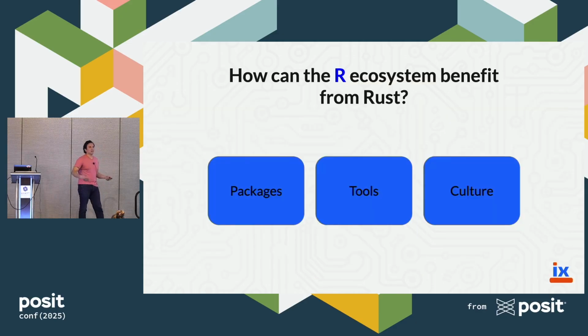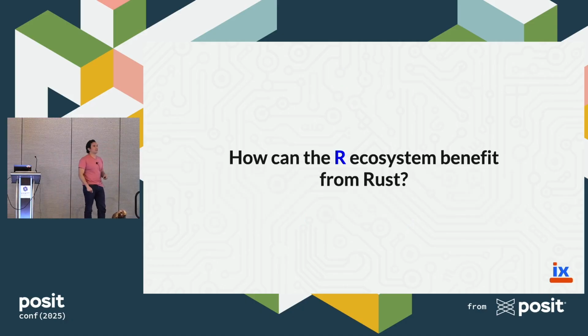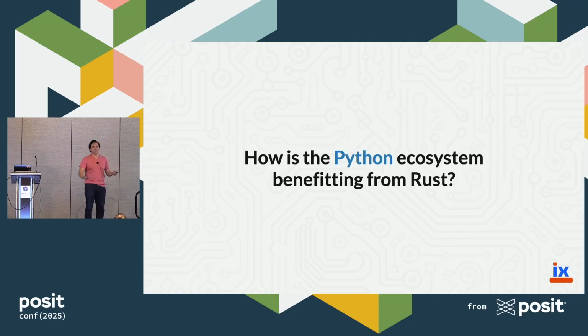So how can the R ecosystem benefit from Rust? There are many ways it can. One of them is packages, another one is tools, and another one is culture. We're going to go through them in order, and I'm going to start with packages. So to answer this very hard question of how can the R ecosystem benefit from Rust, I'm going to take a little bit of a step back and look at one of our sibling data communities, which is the Python ecosystem. So how is the Python ecosystem benefiting from Rust today?